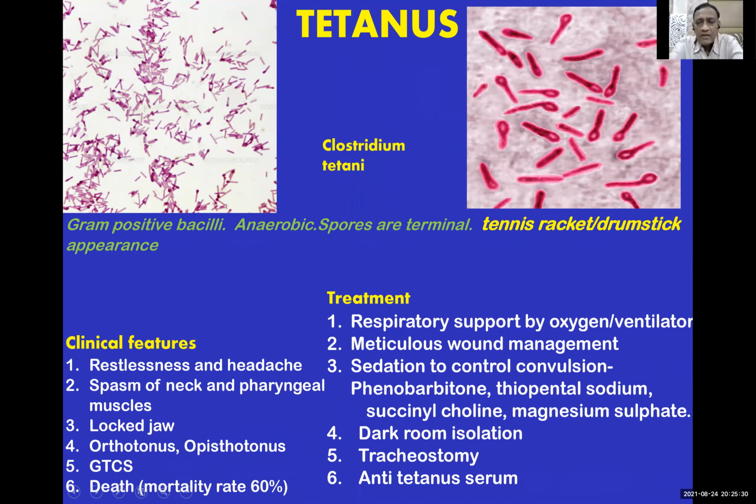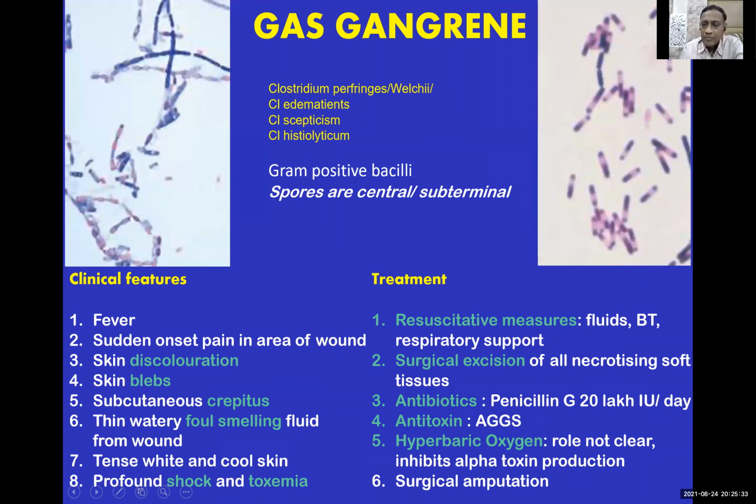The next is gas gangrene. Basically, they are gram-positive bacilli, and the spores are central or subterminal, like this. In tetanus, they are terminal; here they are central or subterminal. And then you may be asked, this is very important. I don't know how many of you students have seen a case of gas gangrene. Even if you see one case, you will not forget it throughout your life, because of the skin discoloration, skin blebs, subcutaneous crepitation, thin watery discharge, and very typical foul smell. So this is very important, and the treatment is mainly supportive.